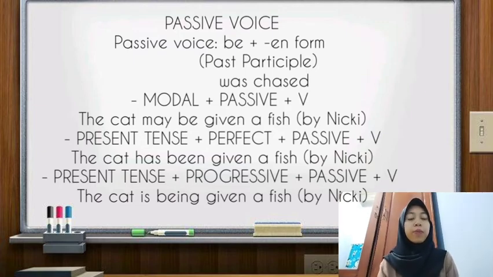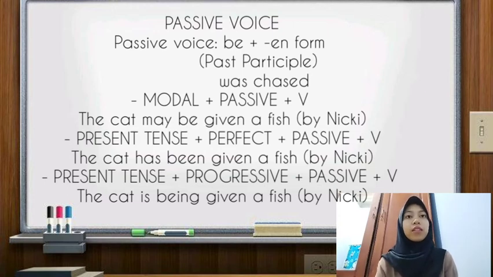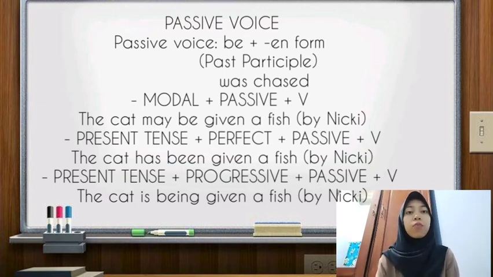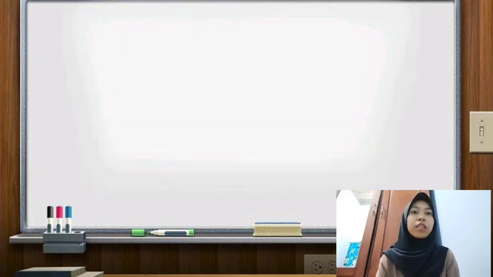Verb group is auxiliary plus lexical verb. Auxiliary is tenses or modal plus perfect plus progressive and plus passive. Tenses or modal plus infinitive. Perfect is have plus -en. Progressive is be plus -ing. Passive is be plus -en plus lexical verb. Okay, let's practice more.